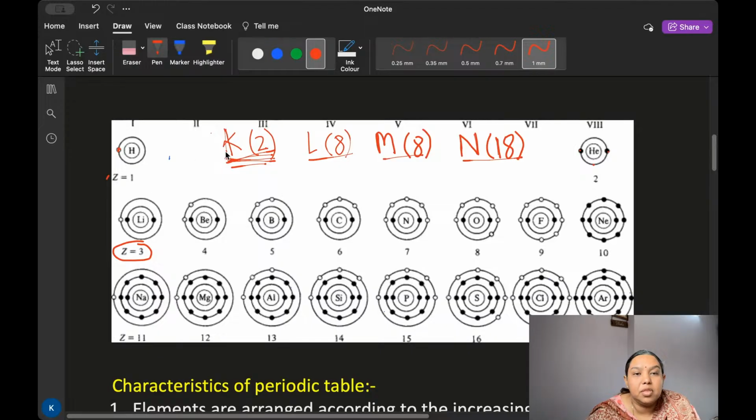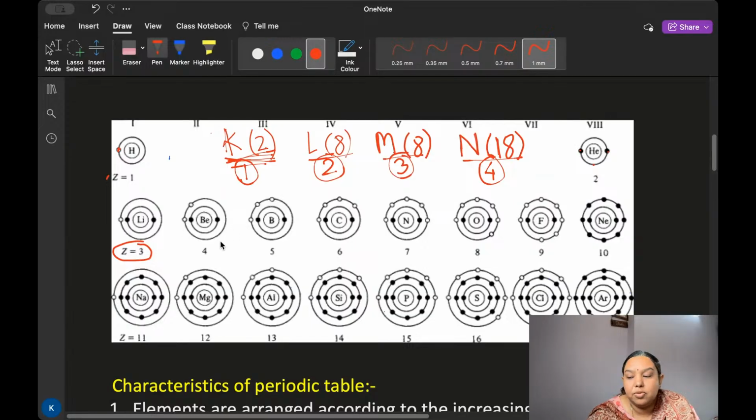The innermost shell is the first shell, K shell. L shell is the second shell. Then comes the M shell, that is the third shell. And then the N shell is the fourth shell. So first shell, K shell, is filled and the next electron goes to L shell.